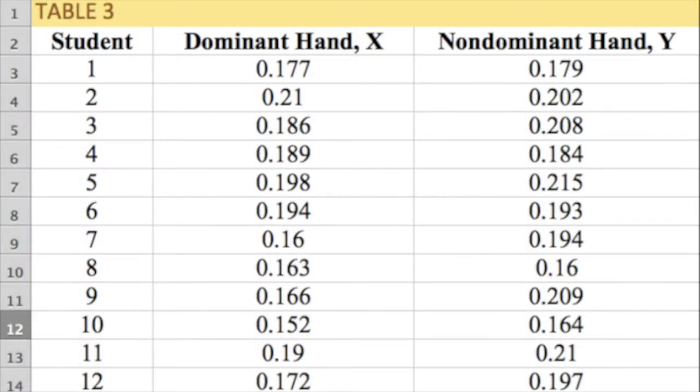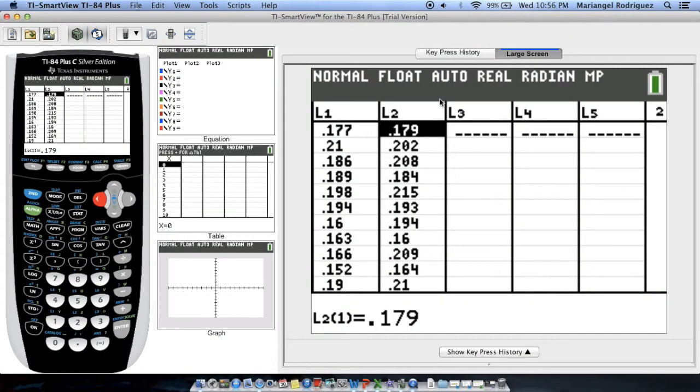We have the result for X, the dominant hand, and for Y, we have the result for the non-dominant hand. This is a much fairer design since we're measuring on the same subject for both dominant and non-dominant hand. So what we need to do next is to compute the difference.